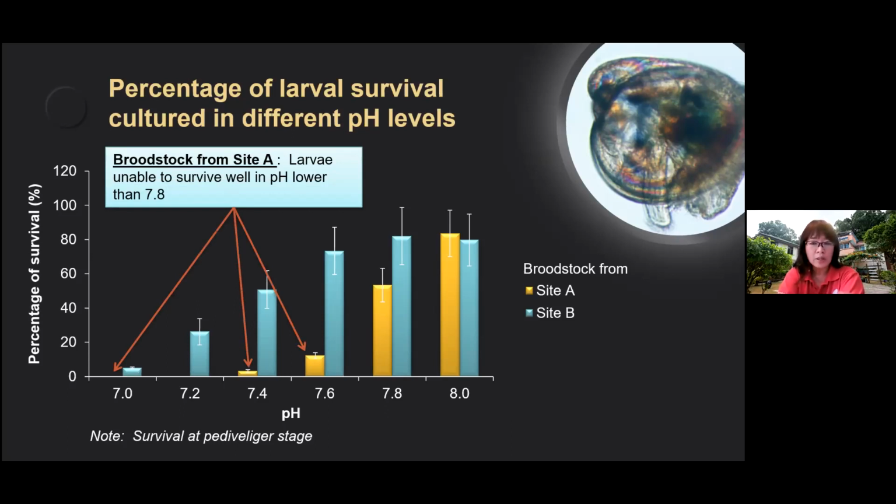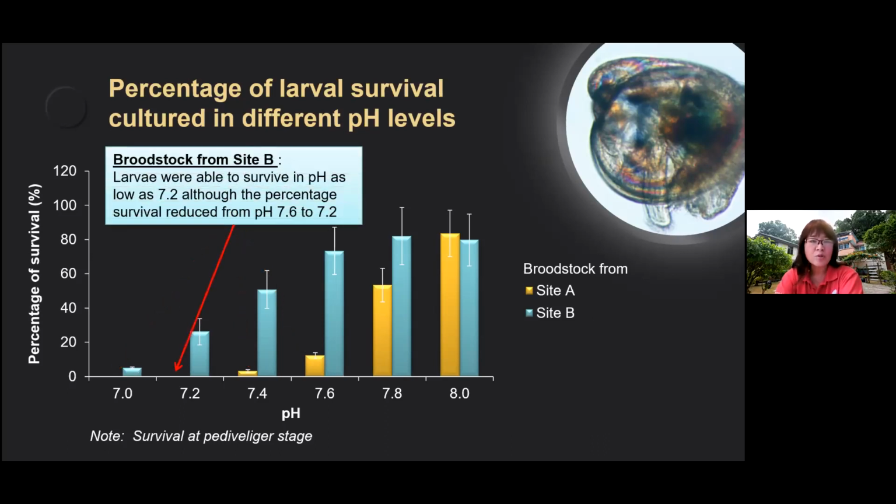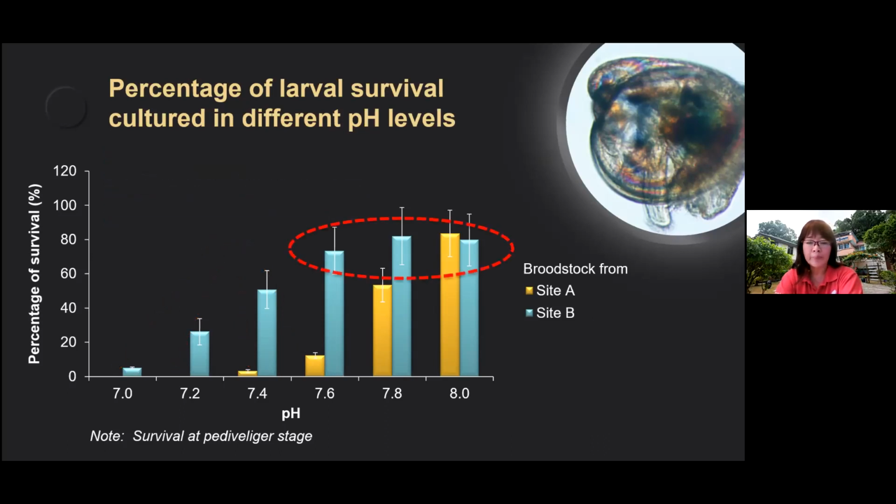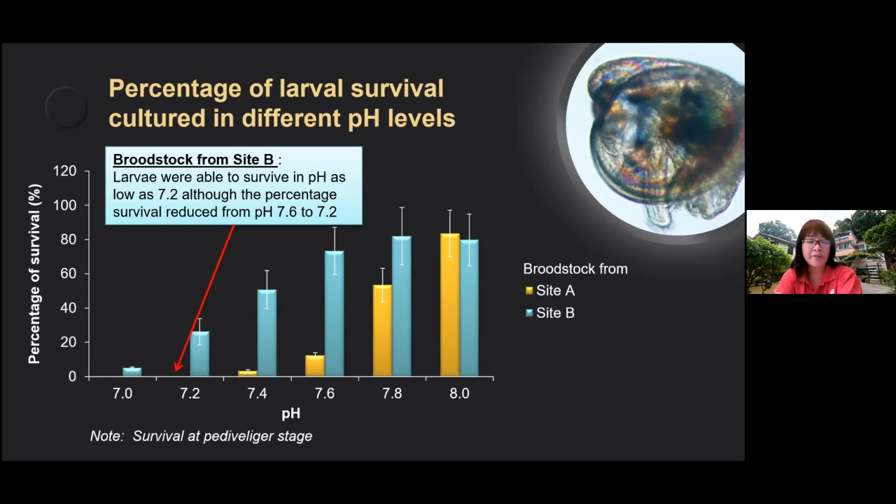However, for those broodstock that have been conditioned in site B with lower pH, you can see that they are able to survive all the way down to pH 7.2, even though the percentage of survival is much reduced. That shows that, depending on the broodstock, if the broodstock is acclimatized in lower pH, the offspring have the tendency to survive at lower pH, based on this simple experiment.